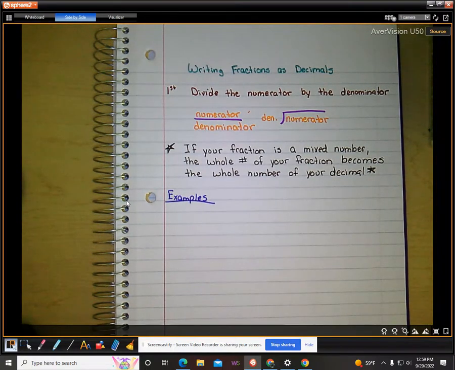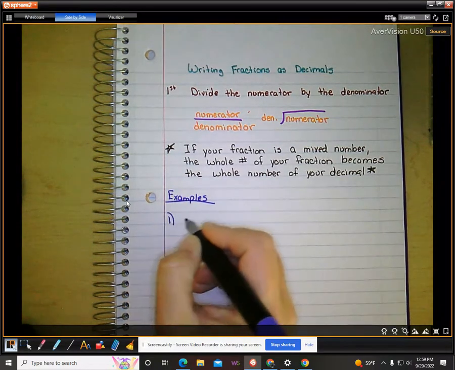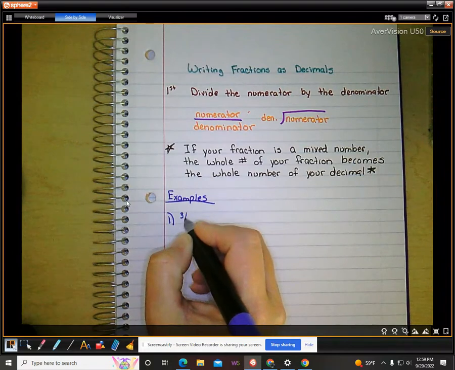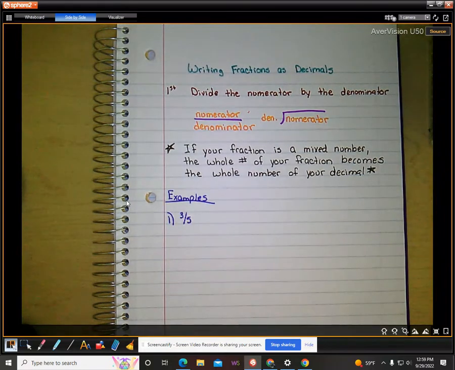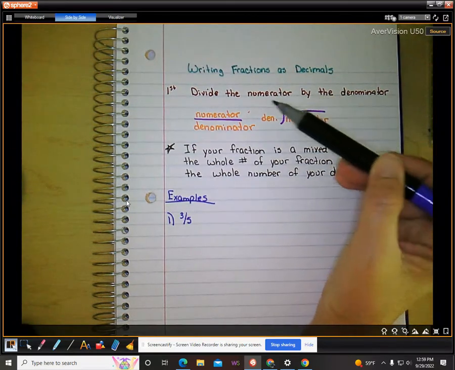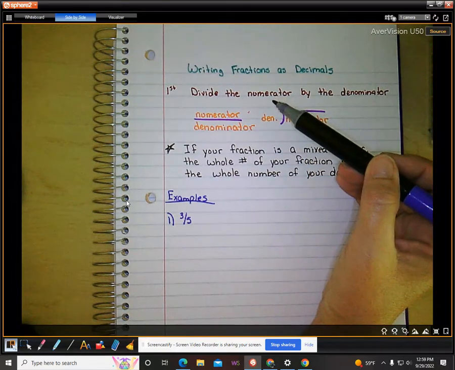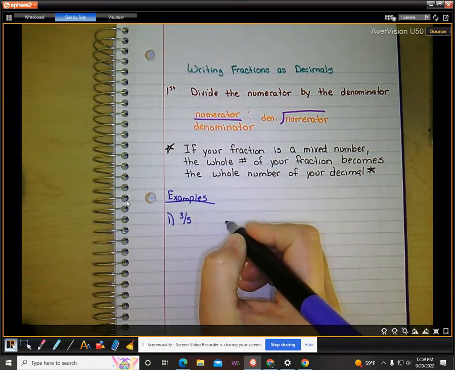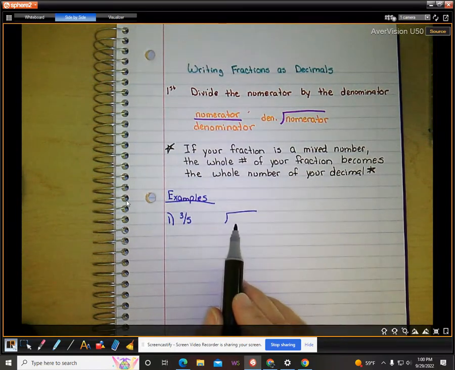Okay, so to go through 4 different examples with this. If I have the fraction 3/5, okay, we will eventually know how to change it to a decimal, which is what we're doing today, and then to a percent, which is what we're doing tomorrow. So to change it to a decimal, you are dividing the numerator by the denominator. So it's simply just a division problem.